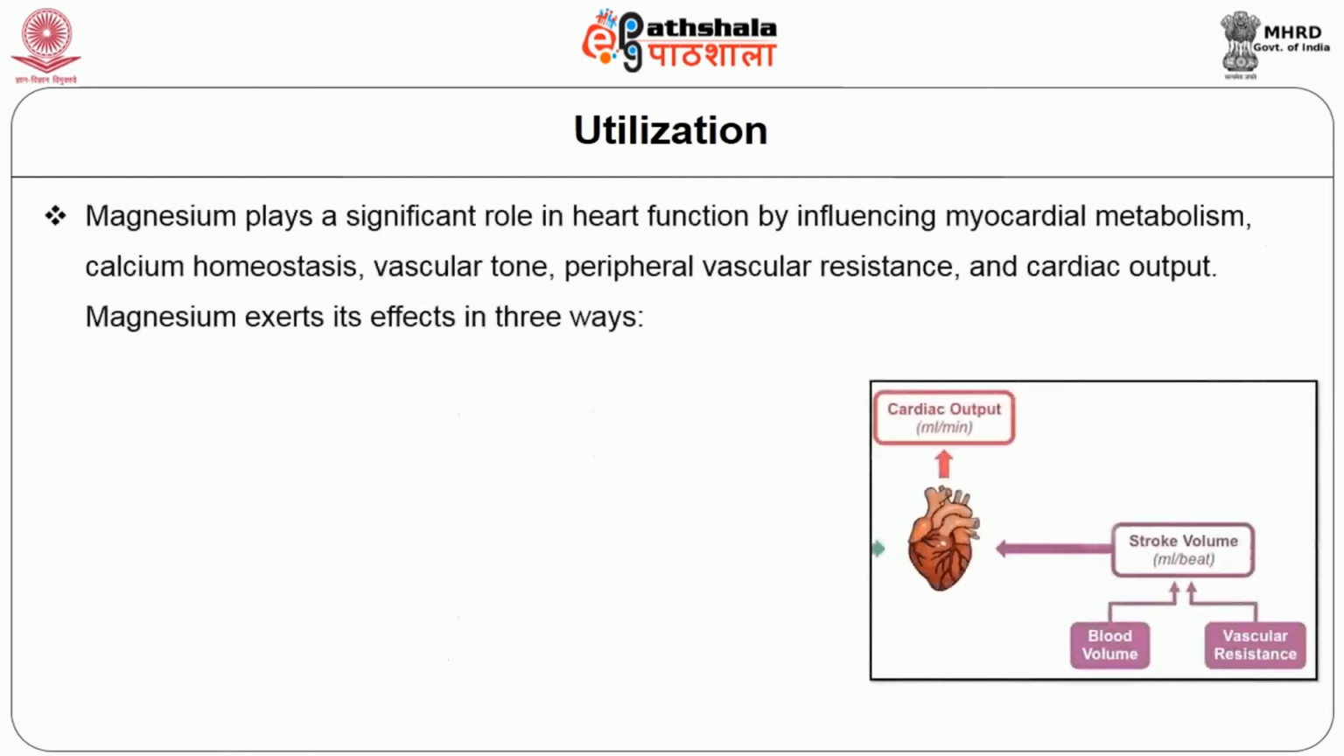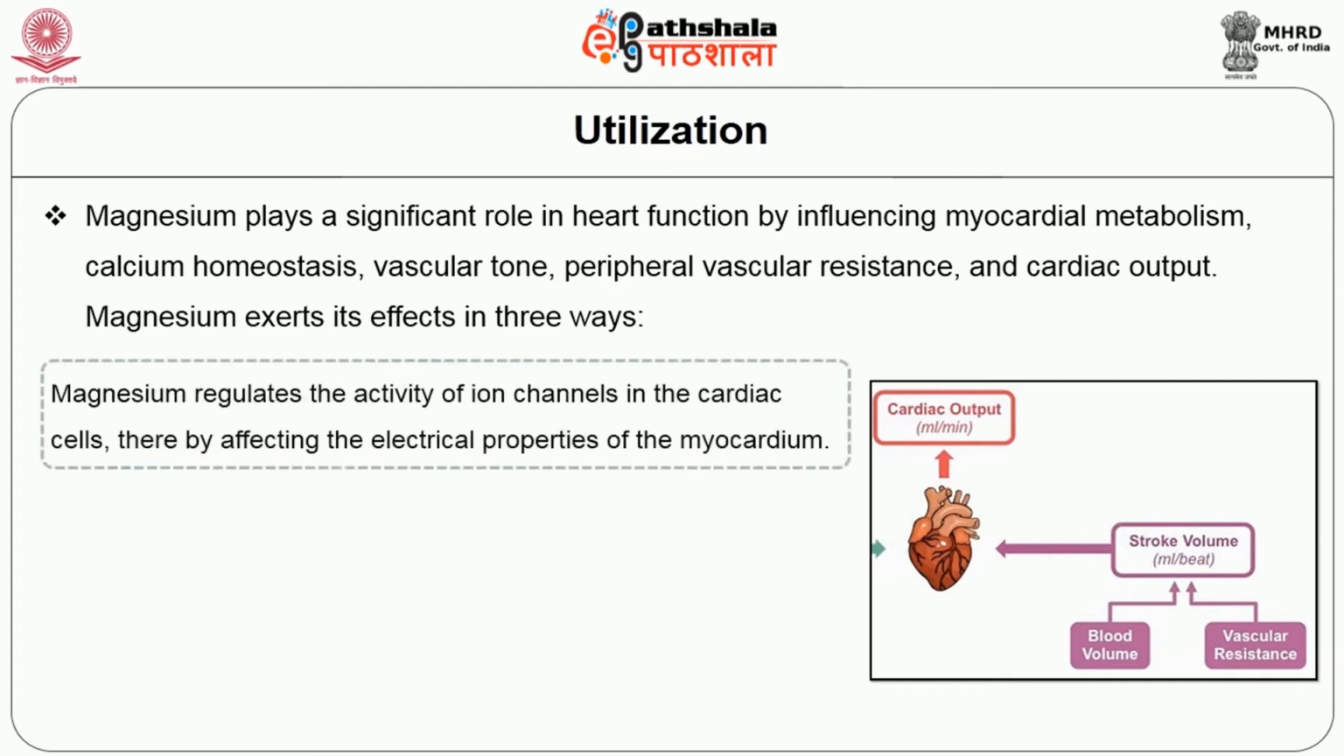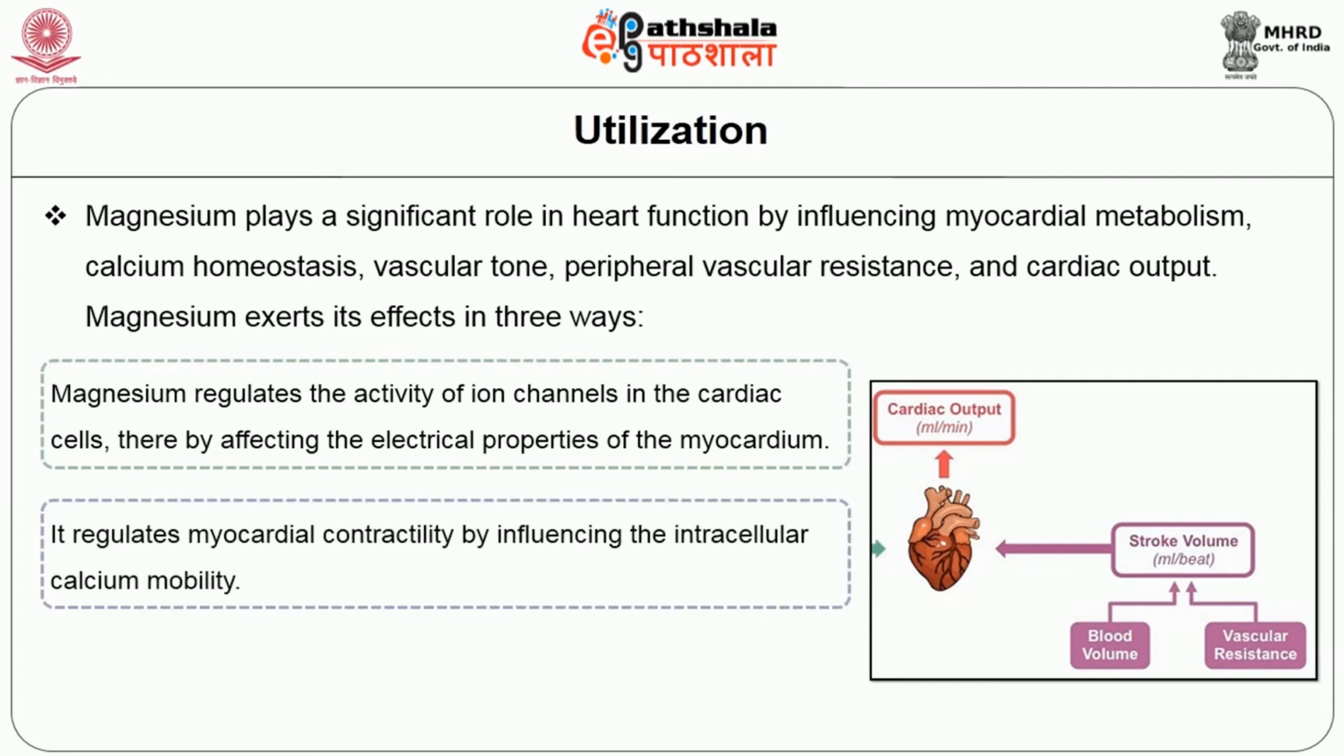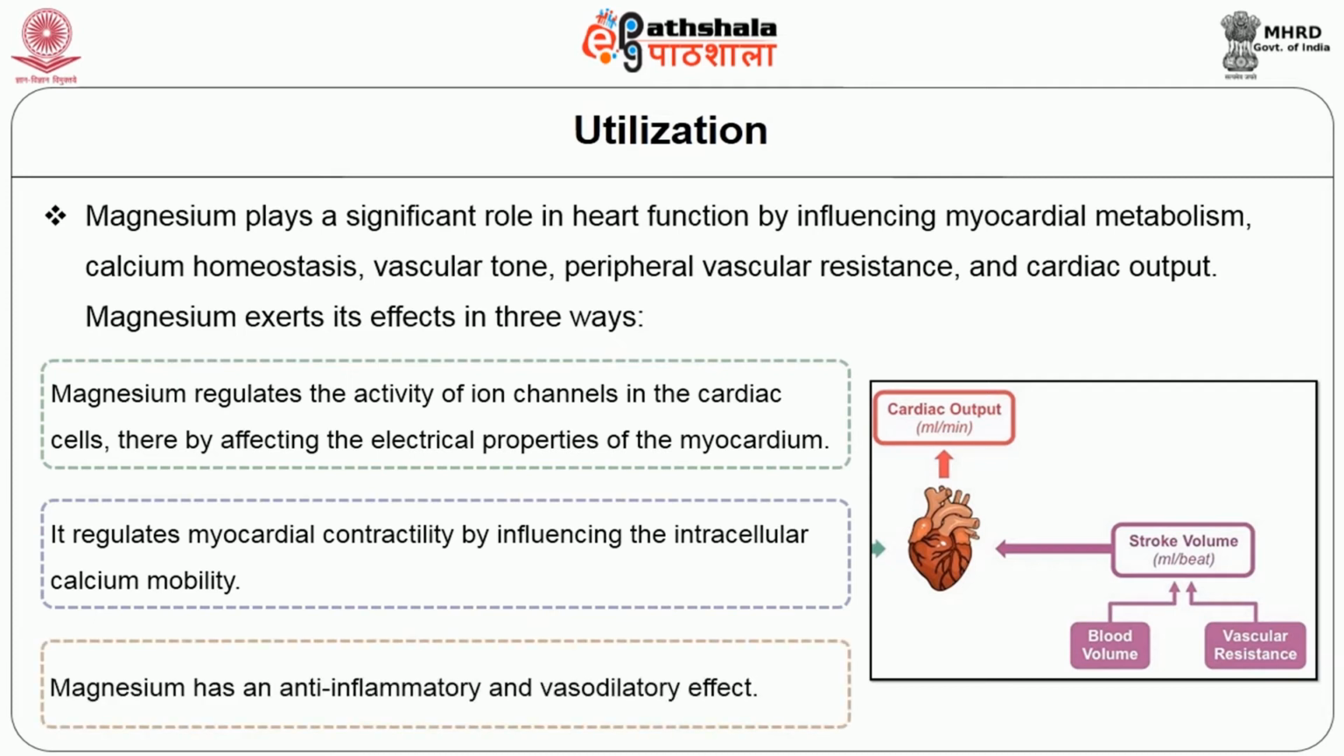Magnesium plays a significant role in heart function by influencing myocardial metabolism, calcium homeostasis, vascular tone, peripheral vascular resistance and cardiac output. Magnesium exerts its effects in three ways. Magnesium regulates the activity of ion channels in the cardiac cells, thereby affecting the electrical properties of the myocardium. It regulates myocardial contractility by influencing intracellular calcium mobility. And finally, magnesium has an anti-inflammatory vasodilator effect.